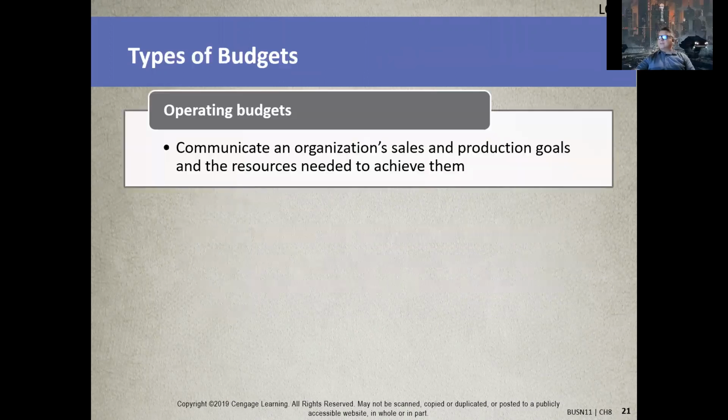Operating budgets communicate an organization's sales and production goals and the resources needed to achieve them. Everybody is looking to grow their company. If your company is not growing every year, if it's staying stagnant or even going the opposite direction, then that's an issue. And you may be in a dying industry.